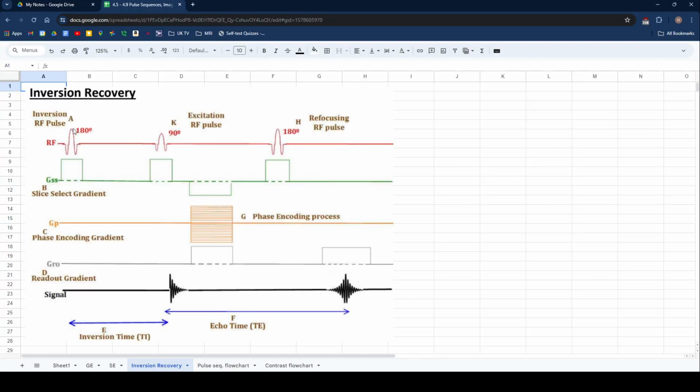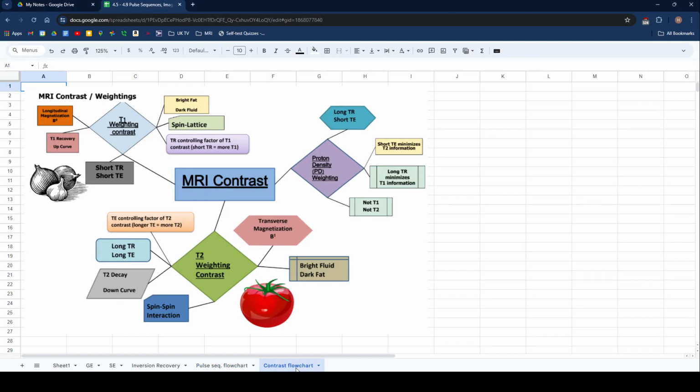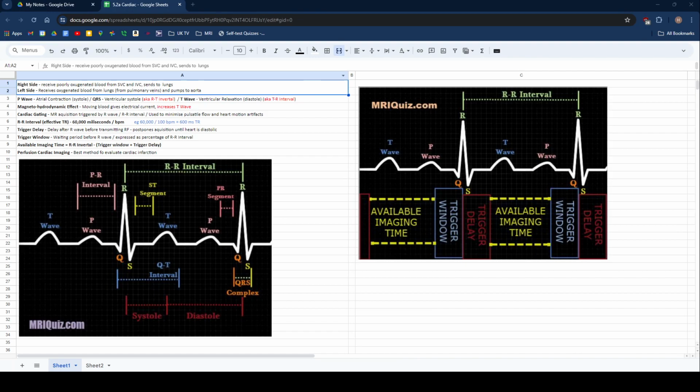Inversion recovery has the 180 inversion RF pulse and your TI time, which is 69% of the TI desired. Here are some flow diagrams if you want to pause to take a look. Next is some cardiac info.